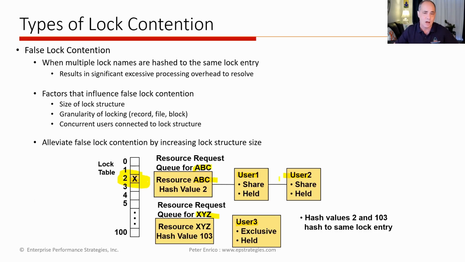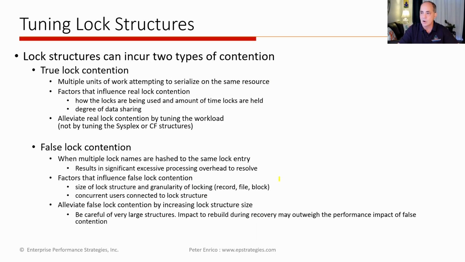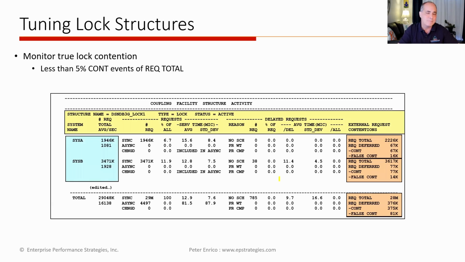So naturally, we want to alleviate or mitigate as many false contention events as possible because they are true performance overhead. So how can we do that? What do we do to measure that? This slide just talks more about what true contention is versus false contention. So take a look at the slide when you can. The way we measure this in the CMF and RMF reports is for the particular structure itself.